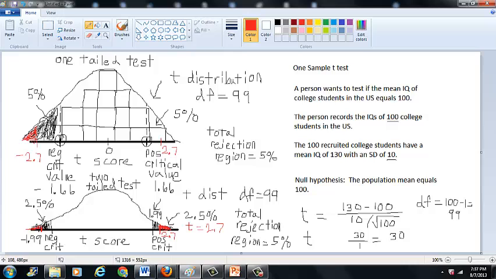And you actually have to add up the total percent at your t-score and beyond at this end, and the total percent at the opposite of your t-score and beyond down here. And the total of those two percents ends up being your p-value in a two-tailed test.